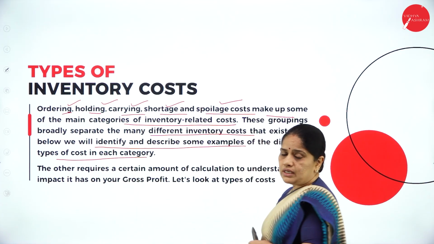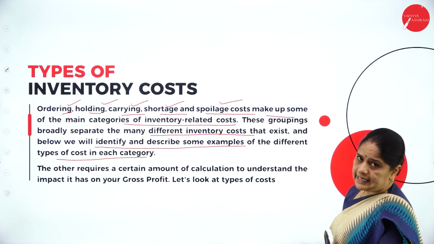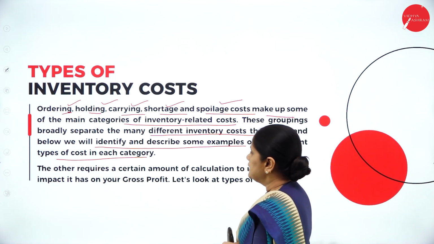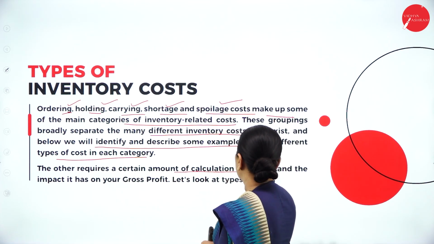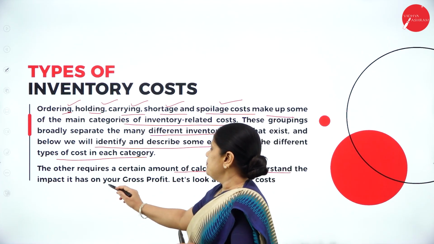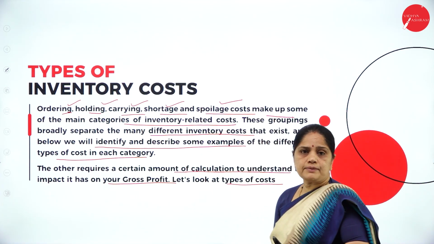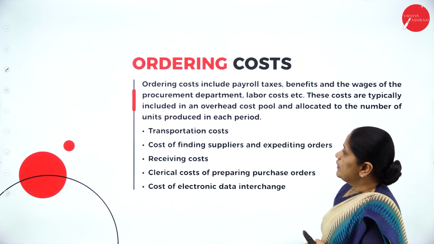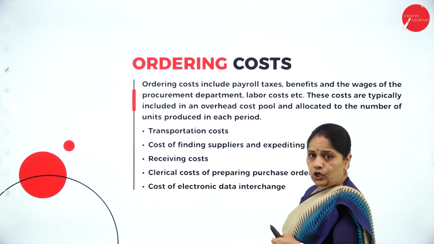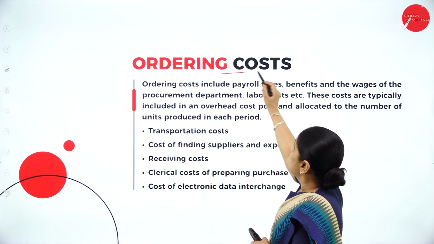Now let us see what the different types of costs involved in each category are. The other requires a certain amount of calculation to understand the impact it has on your gross profit. Let us look at the different types of costs here. Now, first one is the ordering cost. What do we mean by ordering cost?